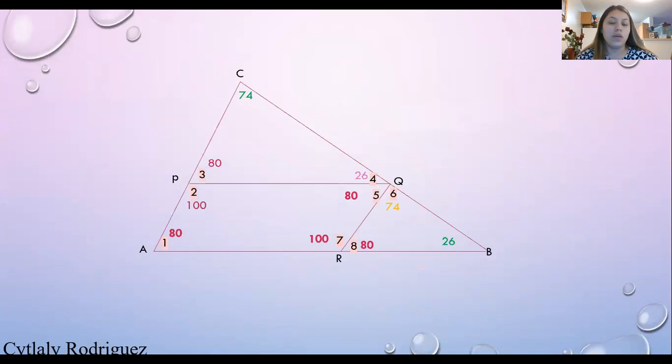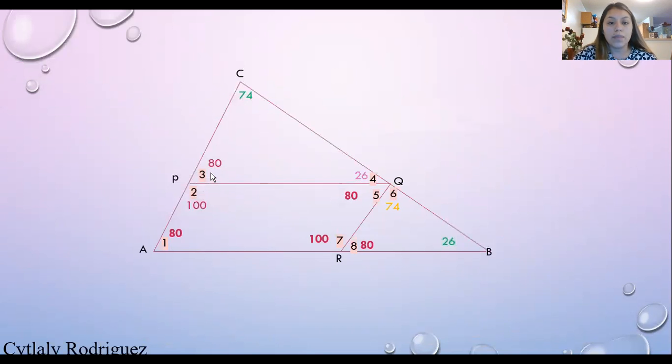In question number 2, we are asked to find the angles 1 through 8. So to find angle number 1, we will do 26 plus 74 because these are angles that were already given to us from the beginning. So that gives us 100. From 100, we subtract from 180, giving us 80 degrees. So we know that angle 1 is 80 degrees.